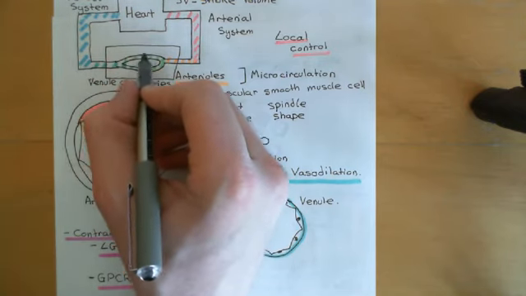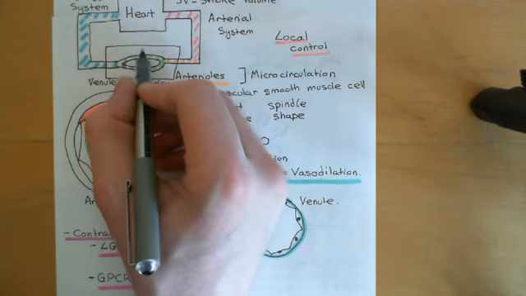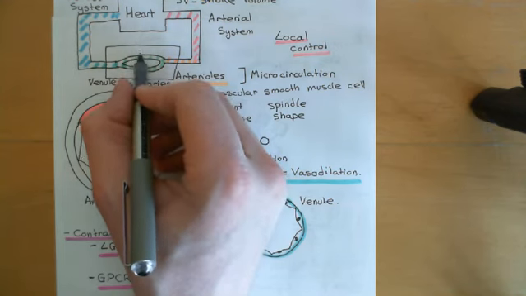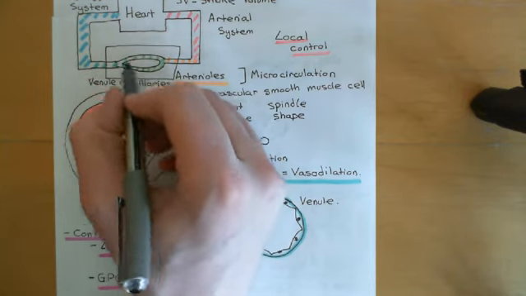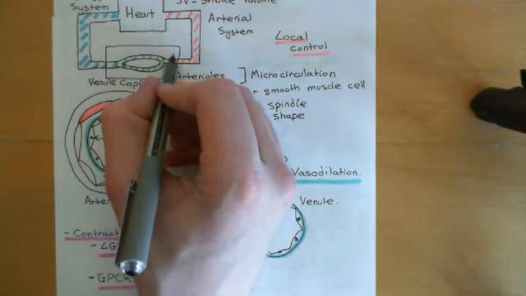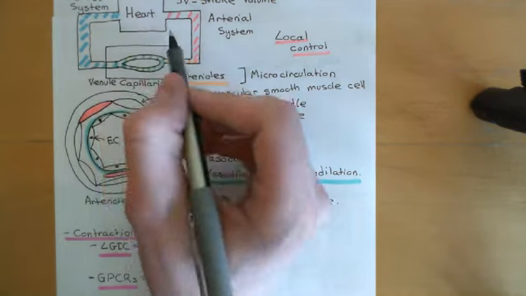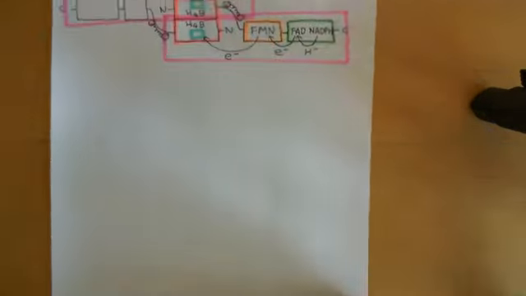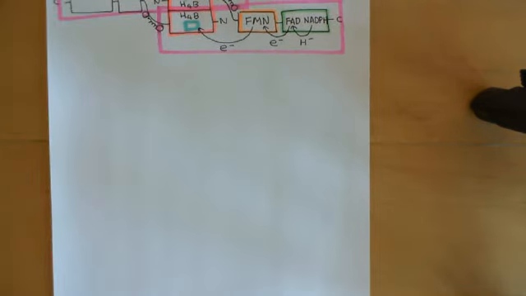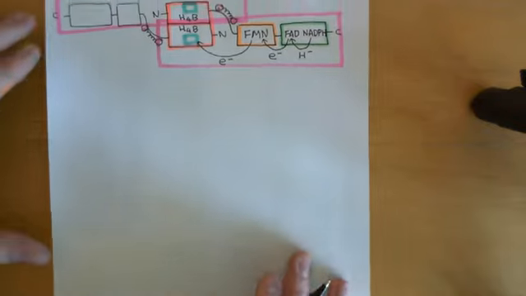So it's a very small molecule that can easily get through cell membranes, and it's going to diffuse from the endothelial cells all over the place in this tissue, and some of it will make its way into the smooth muscle cells. Now, what is it going to do in the smooth muscle cells? Well, it is going to activate an enzyme known as soluble guanylate cyclase.